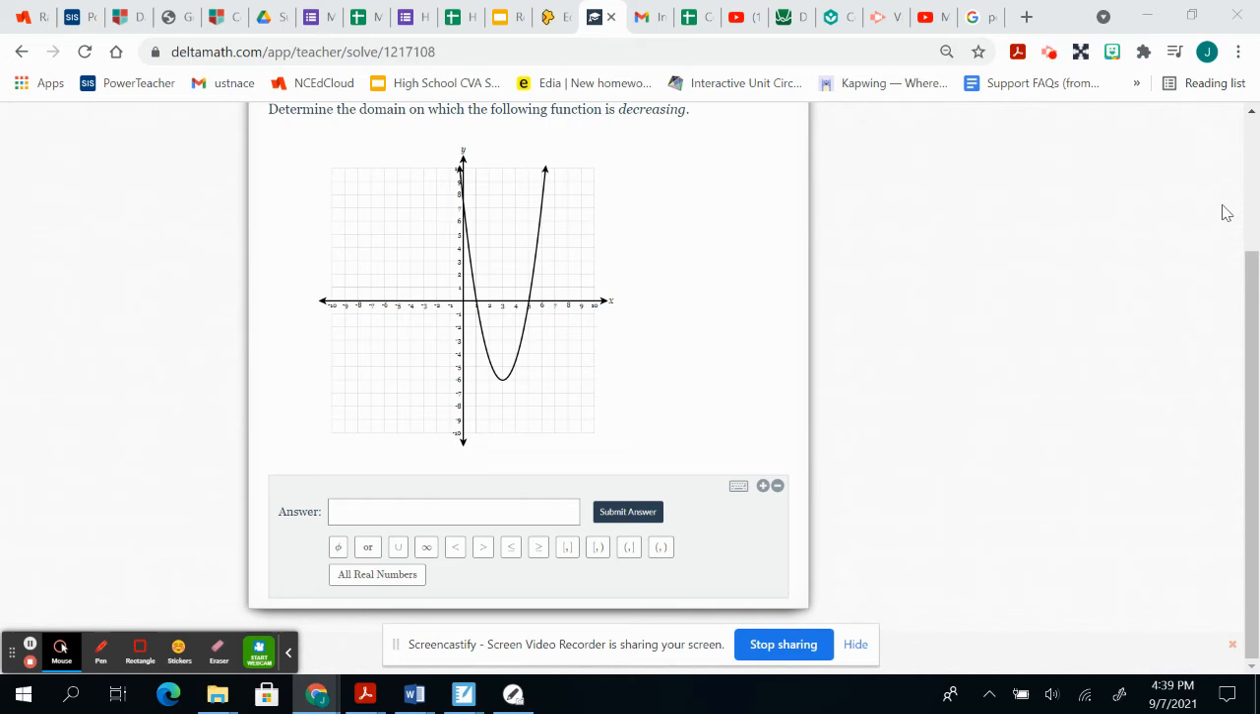Okay, guys, so this is your Delta Math on increasing and decreasing domains. Remember, increasing, decreasing, positive versus negative, all of this is dealing with domain, and domain is your x value. So you want to think left and right. Now, there are some different notations for domains.